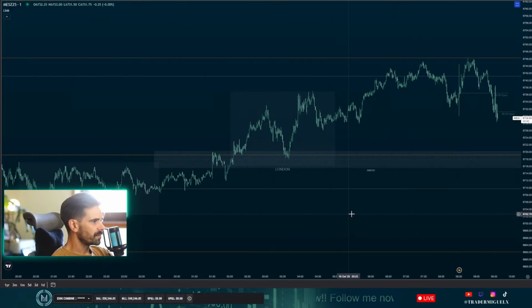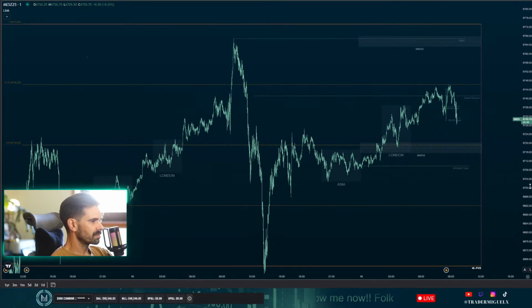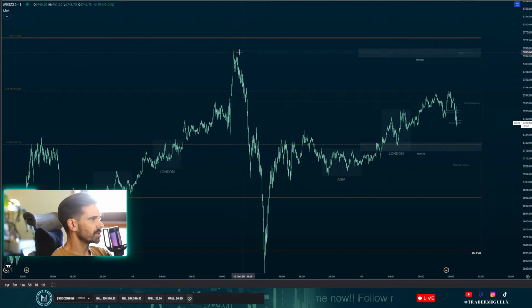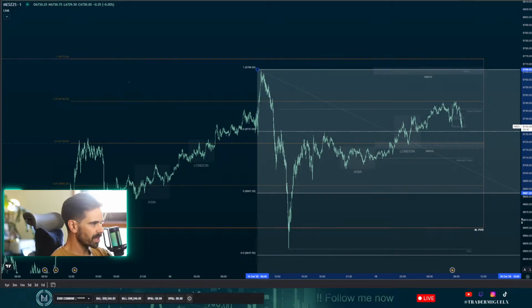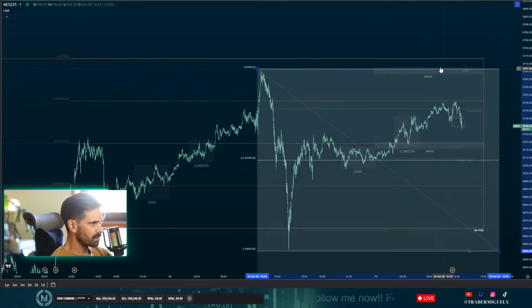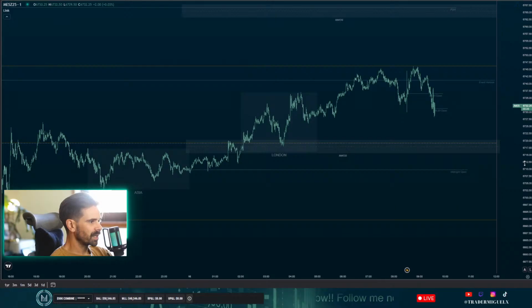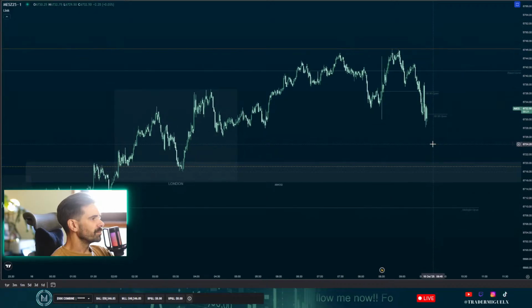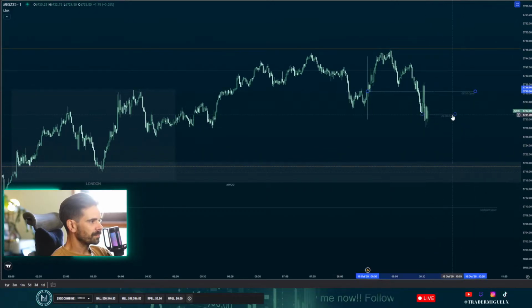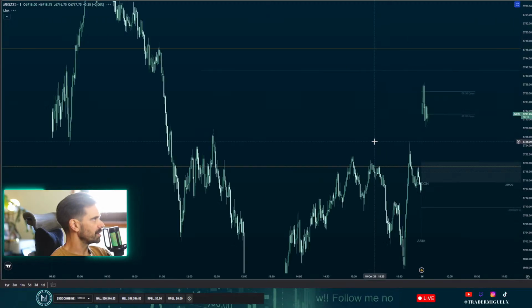So a move from premium to discount, since we are in a deep premium. If you take a look at the ranges here, yesterday's range, we are in a deep premium, so buying here is something that I wouldn't like to do. I need to see price coming down a little bit before accepting a long position.